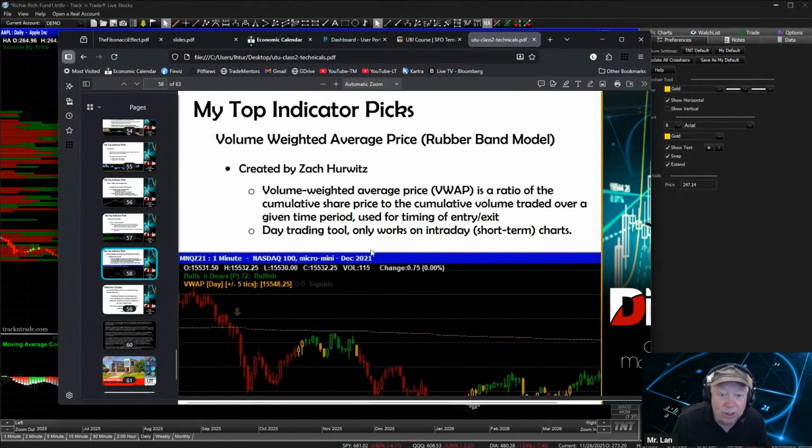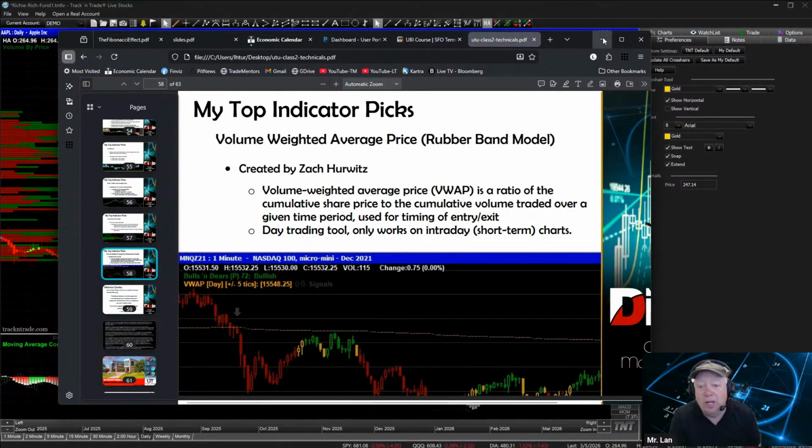All right. The next one is the volume weighted average price. This one we call the rubber band. This is created by Zach Hurwitz. Volume weighted average price, VWAP, is a ratio of the cumulative share price to a cumulative volume traded over a given time period, used for timing of entry and exit. Day trading tool only. Works only in intraday charts. It doesn't work on long-term charts.